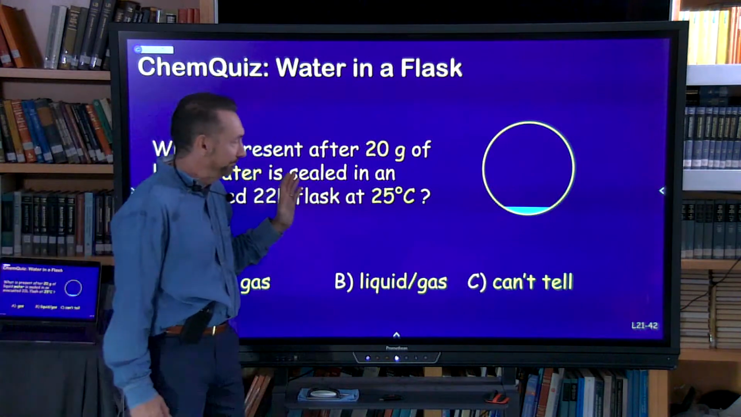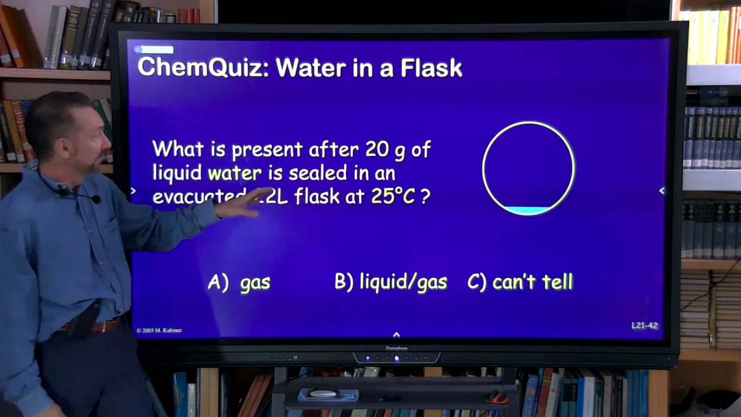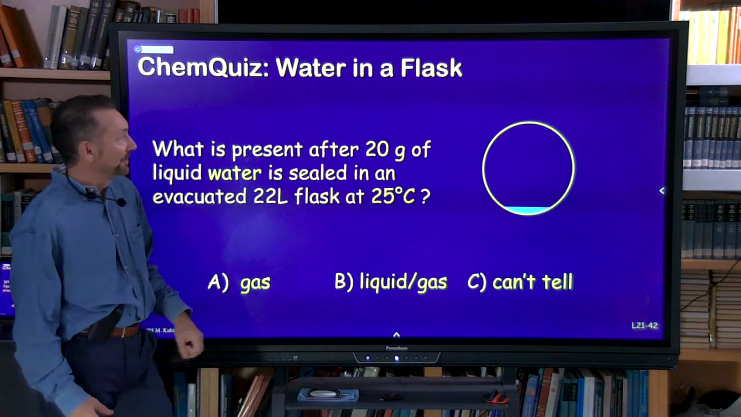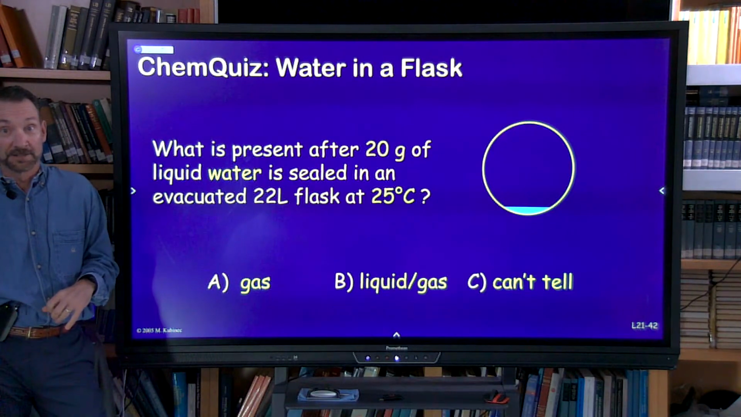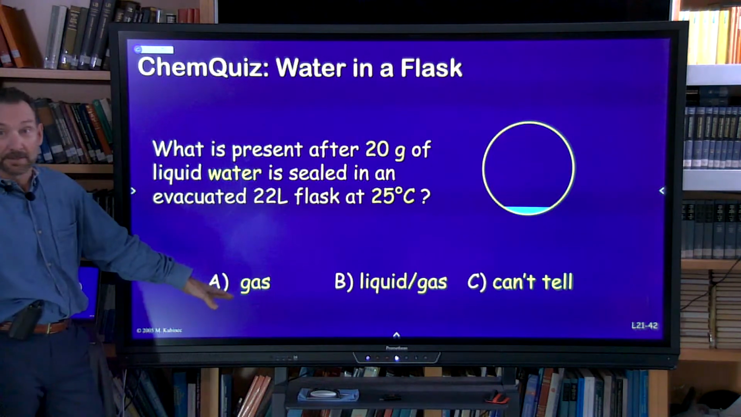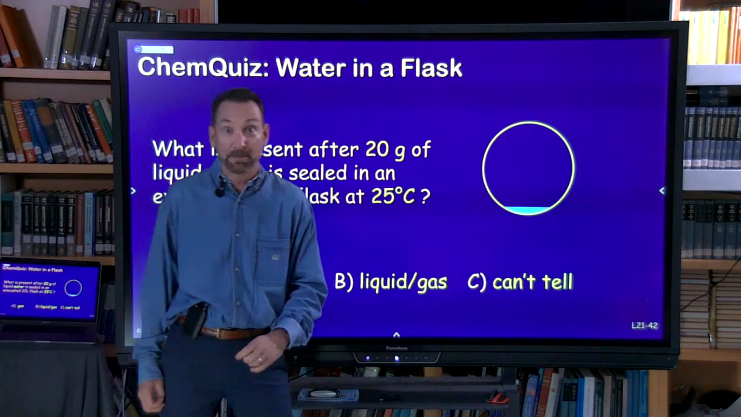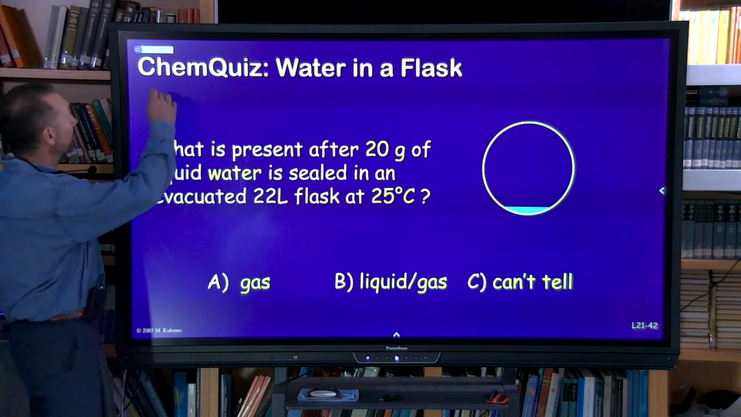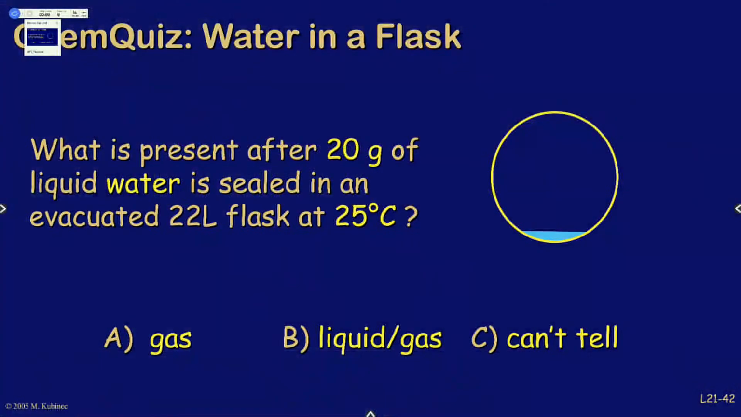So let me ask you this. I'm going to take an evacuated flask, inject liquid water into it. It's a 22-liter flask here. I'm going to inject 20 grams of water into the evacuated flask at 25 degrees C. The question is, what is in the flask after equilibrium is reached? Does it all turn into a gas? Is there a mixture, or is there not enough information to tell what happens? So let's think about that for a second, and take a vote.